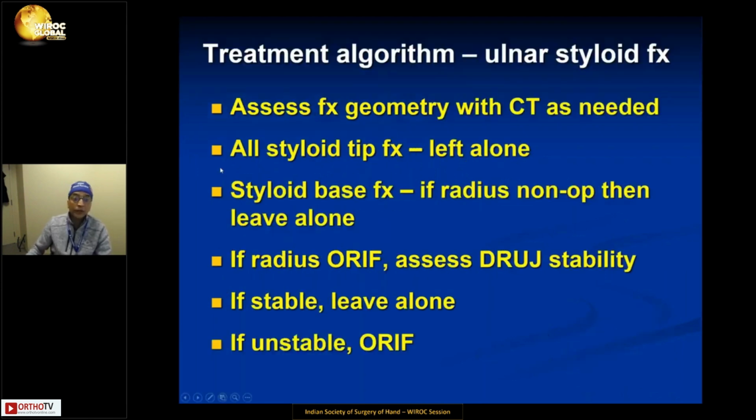So for me, what do I do? I assess the fracture geometry with the CT as needed. If it's a styloid tip fracture, I leave it alone anyway. If it's a base fracture and I'm treating the radius non-operatively, I leave it alone. If I open the radius, then I fix the radius and I assess DRUJ stability. If it's stable, I leave it alone. If it's unstable, then I consider one of two options, which I'll show you.